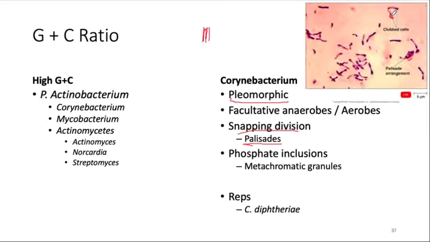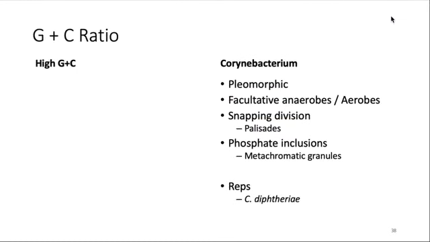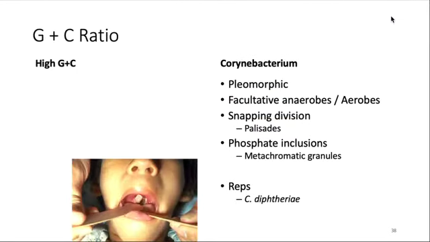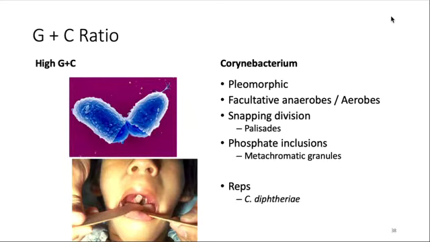An important representative of this group is Corynebacterium diphtheriae. Corynebacterium diphtheriae causes infection in children, and so we have a vaccine, the DTaP, the diphtheria, tetanus, and acellular pertussis vaccine, which all infants are immunized against to serve as an important protection for that group.